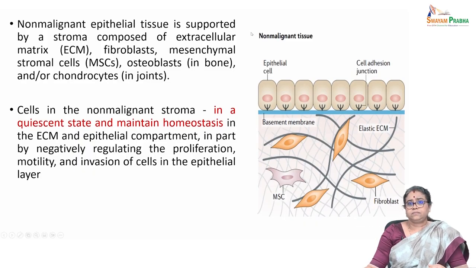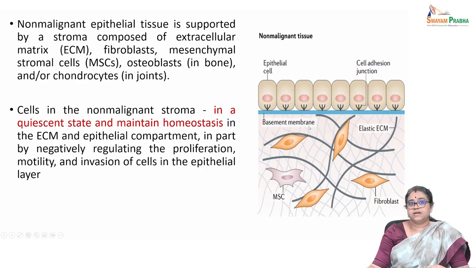Now, this is a non-malignant tissue that you see here. So these are the epithelial cells, which are very nicely, orderly arranged. And you have the cell adhesion junctions, which are intact. And this is your basement membrane. And all this component below the basement membrane is the stroma or the tumor microenvironment. And as I mentioned, there are several kinds of cells shown here.